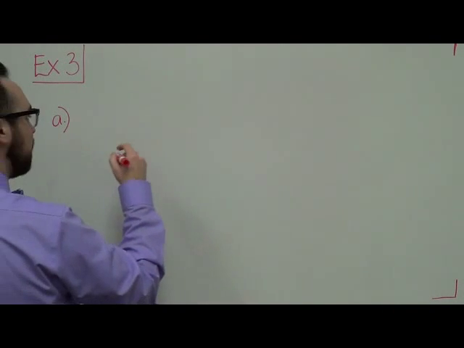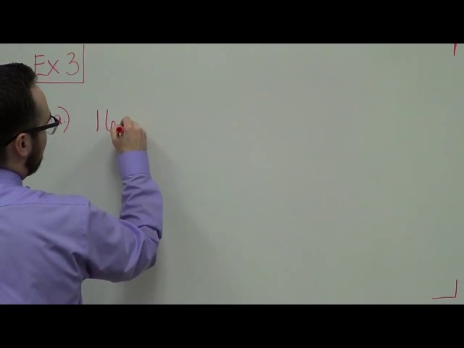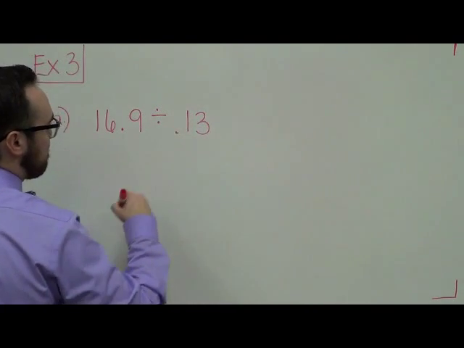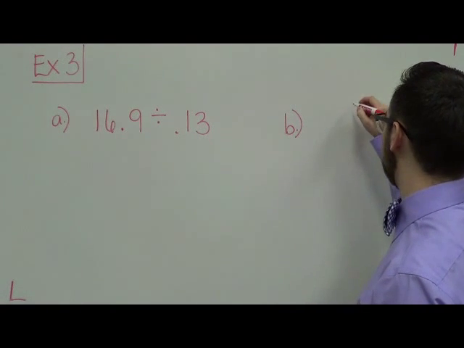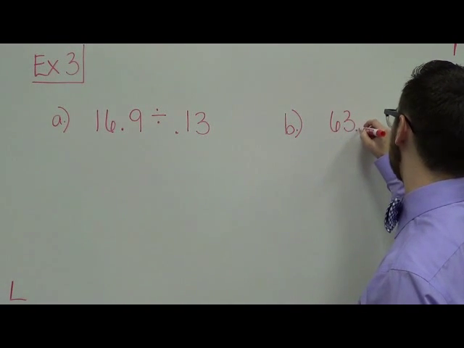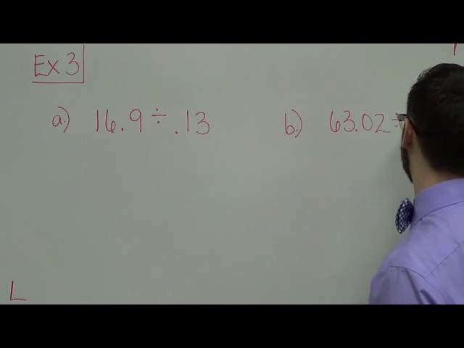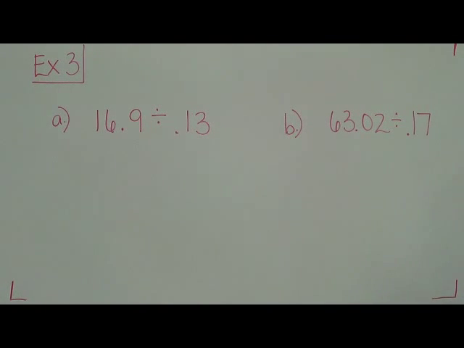So I'm going to give you 2 different ones here, and I'm going to have you go ahead and figure these out. Let's do 16.9 divided by 0.13. And then part B, we'll do 63.02 divided by 0.17. So take a few moments, figure those out, and then I'll give you the answers.